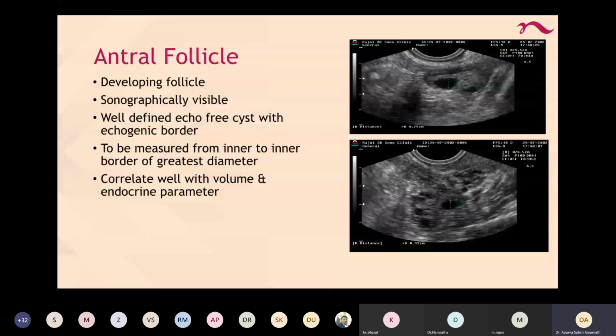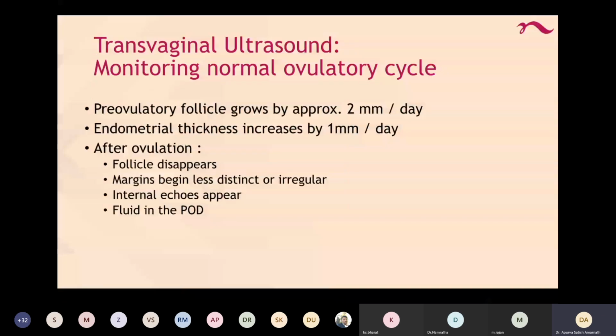So some of the things that need to be kept in mind is the pre-ovulatory follicle grows by approximately 2 millimeters per day. The endometrial thickness increases by 1 millimeter per day. And after ovulation, the follicle disappears. The margins begin to appear less distinct, or they're irregular. Internal echoes can appear in what would eventually form the corpus luteum. And there is fluid seen in the cul-de-sac.